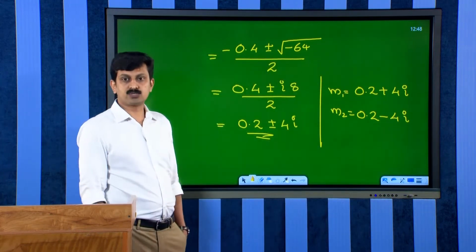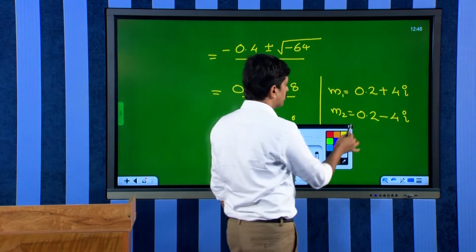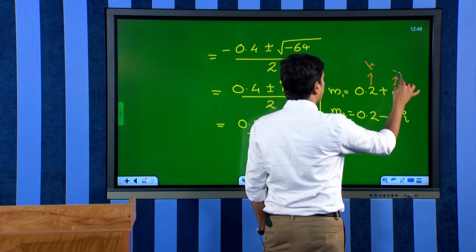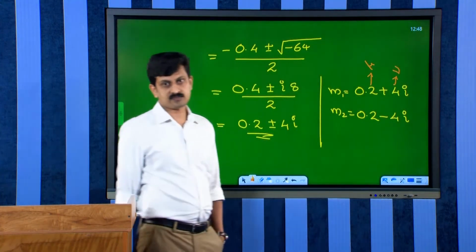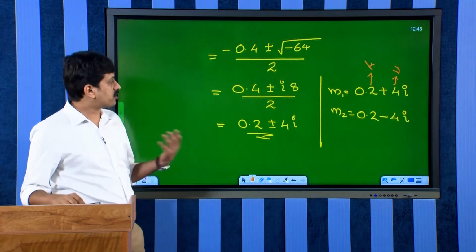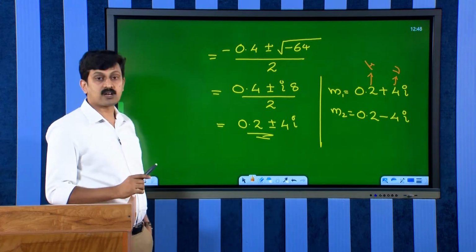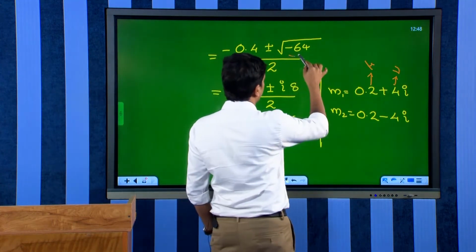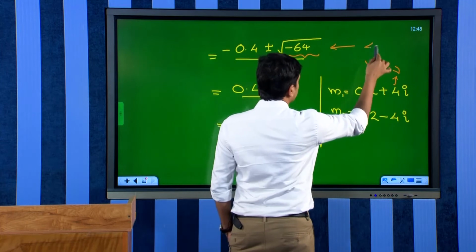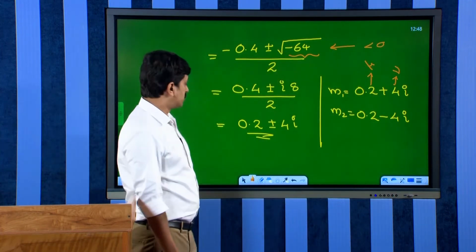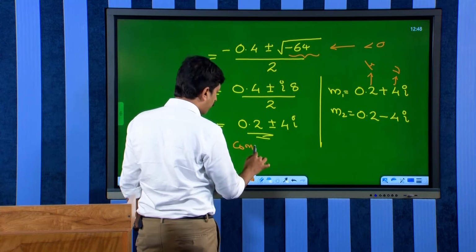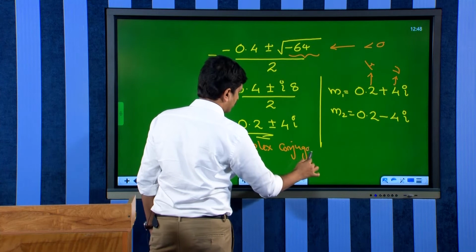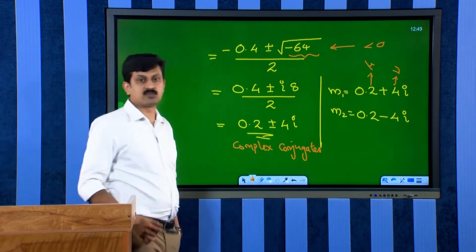Dear students, these are actually p and q, so the value of mu is 0.2 and the value of nu is 4. The auxiliary equation has roots that are complex conjugates, because the discriminant is negative, less than 0. Therefore, the roots are complex conjugates.